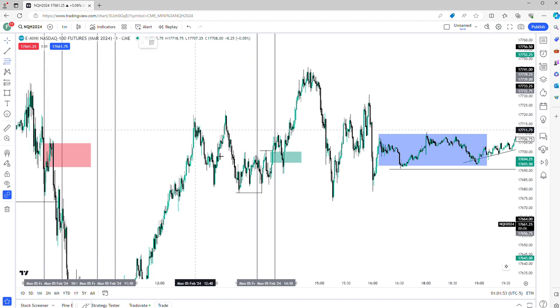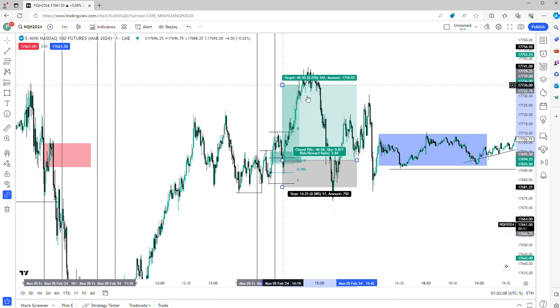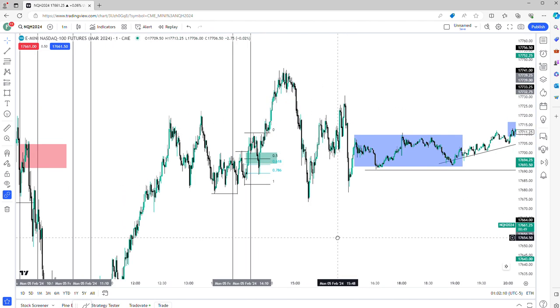Get the Fibonacci from this low to this high. Try to enter in a level of discount below 0.5. Place your long position order right from there. Stop loss below this low. Targeting the next liquidity at least, or a 1 to 2. So again, you can use macros to your benefit.